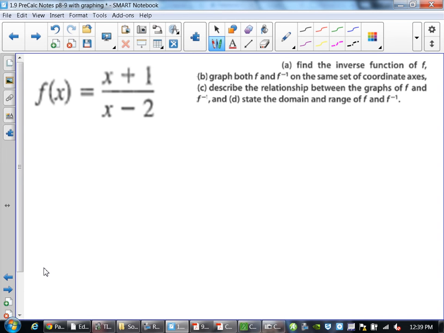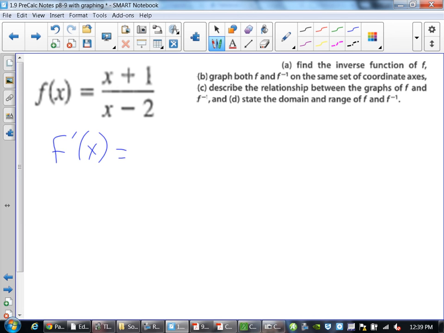Okay. So what happens here is this is going to be kind of the rules for some of the graphing, and we'll get to that here in a second. The tricky part of this problem is finding its inverse. Okay. The tricky part's going to be finding the inverse.